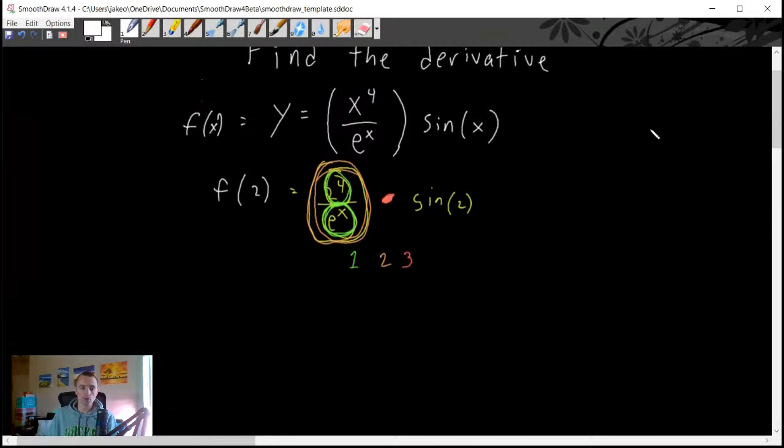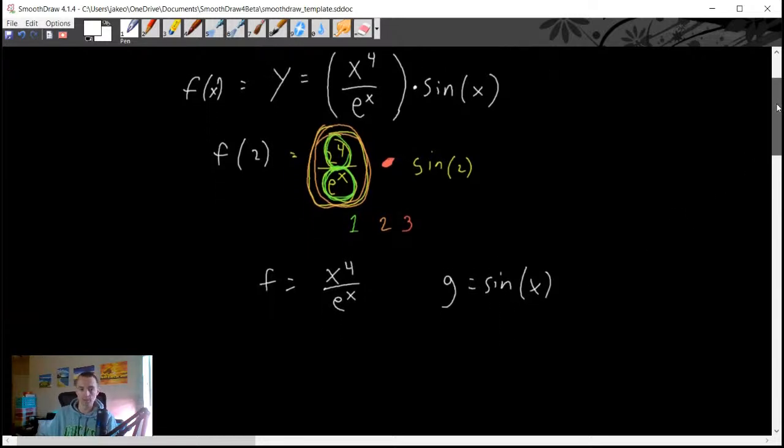So first thing we want to do when we're applying product rule is look at where our multiplication is, saying we have the product between what two functions. Well, it's going to be this whole parentheses, x to the fourth over e to the x. And then our other function that we're multiplying that by is sine of x. So basically just figure out what are the two main big pieces that you're multiplying together, call one of them f and one of them g. And then we'll be able to work through the product rule process from there.